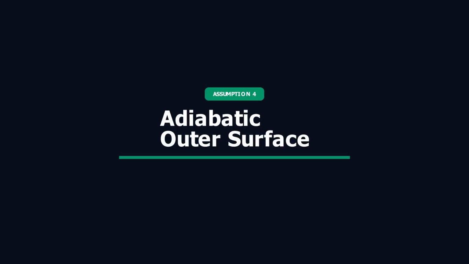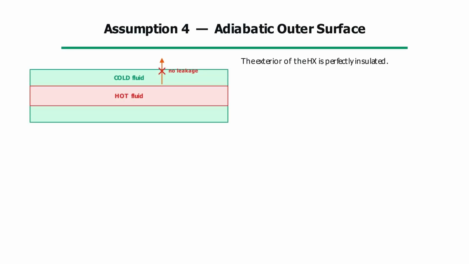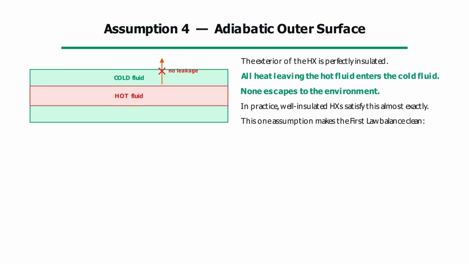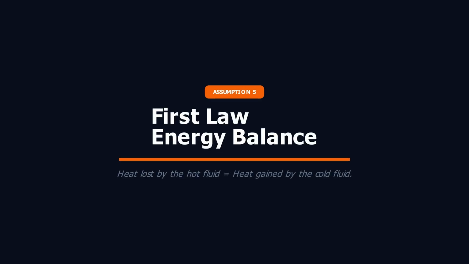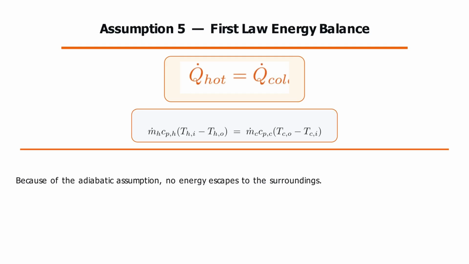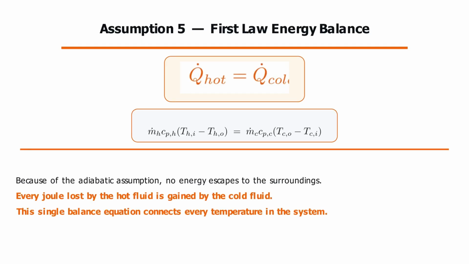4. Adiabatic outer surface. The exterior surface of the heat exchanger is perfectly insulated. All heat leaving the hot fluid goes into the cold fluid. None leaks to the environment. In practice, well-insulated HXs satisfy this almost exactly. 5. First law energy balance. Because of the adiabatic assumption, the heat rate lost by the hot fluid equals the heat rate gained by the cold fluid. This single balance equation connects every temperature in the system.